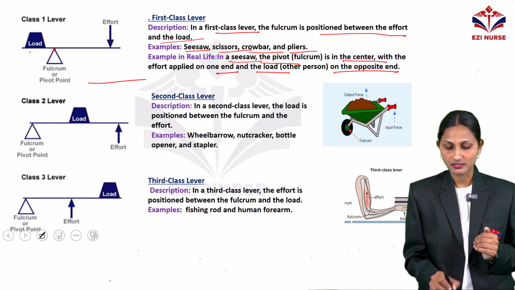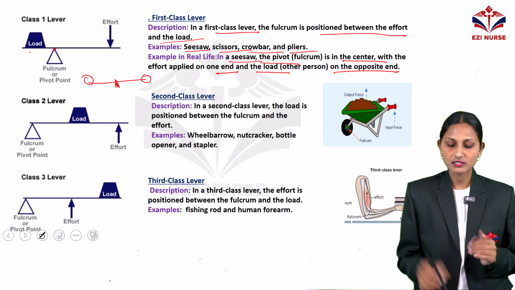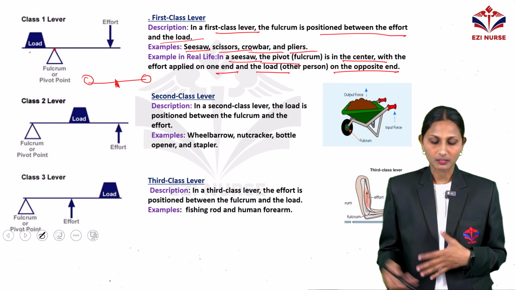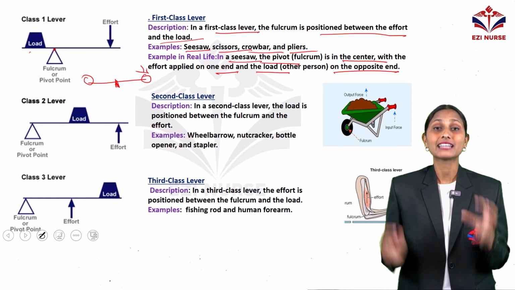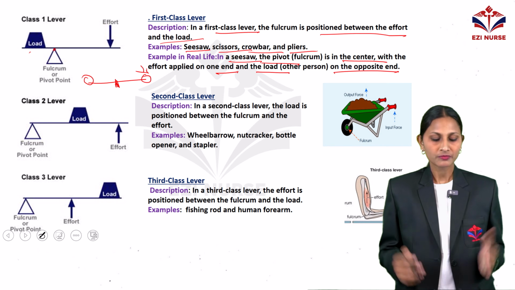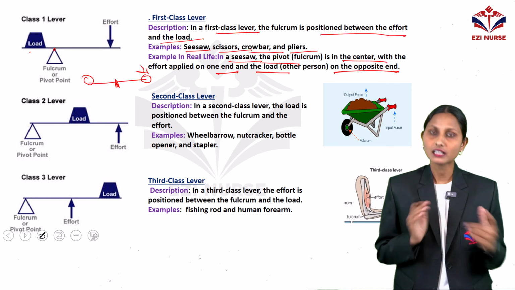What is there in the seesaw? The seesaw will be like this, right? One person will be here, one person will be here, and in the middle there is one part. We will consider it as the fulcrum. From one side you apply the effort, and on the other side there is one person, that is the load. So this is the class 1 lever, and this is the example of a first class lever.